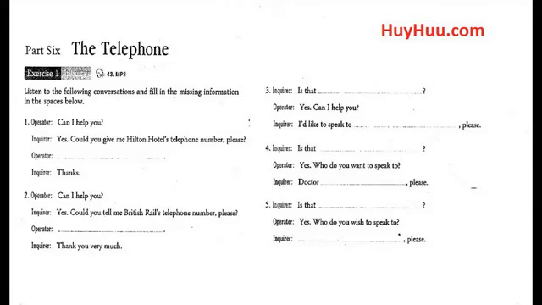1. Can I help you? Yes, could you give me Hilton Hotel's telephone number, please? 745-5757. Thanks. 2. Can I help you? Yes, could you tell me British Rail's telephone number, please? 723-9861. Thank you very much.